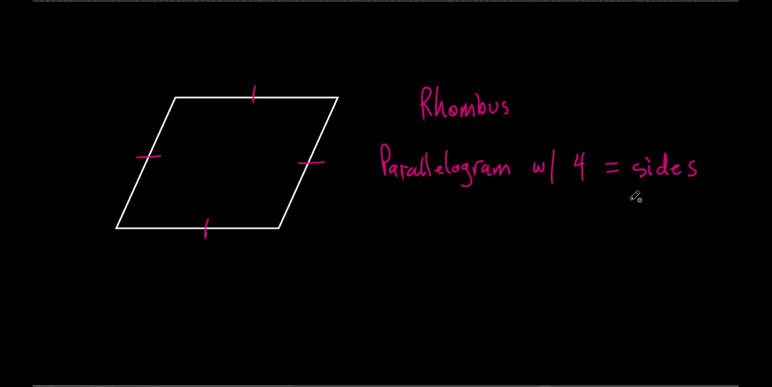Now, since it's a parallelogram, what do we know about the opposite sides? They're equal to each other, but they're also parallel to each other. So these two are equal because it's a rhombus, but they're also parallel because it's a what? Parallelogram, okay? So these two are parallel and these two are parallel. I didn't write it on there, but anything we know about a parallelogram is true about a rhombus. All right, now we're getting somewhere.